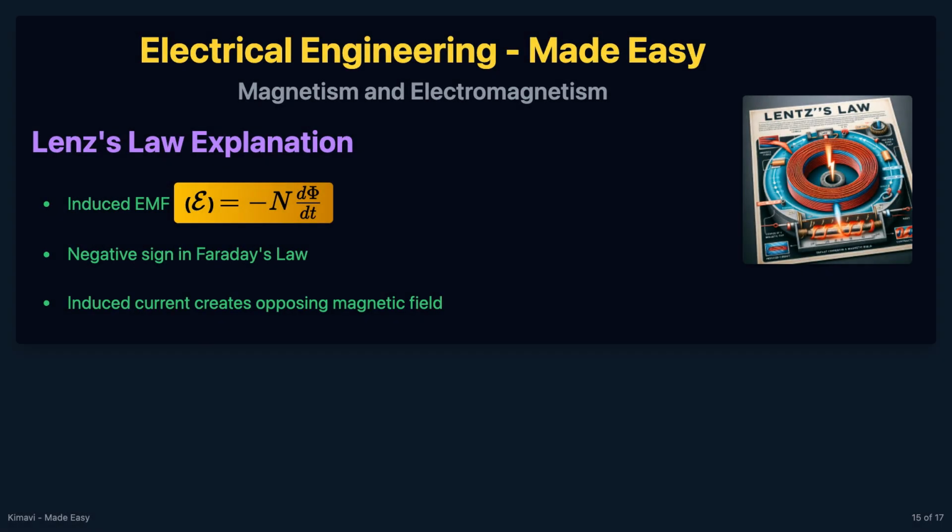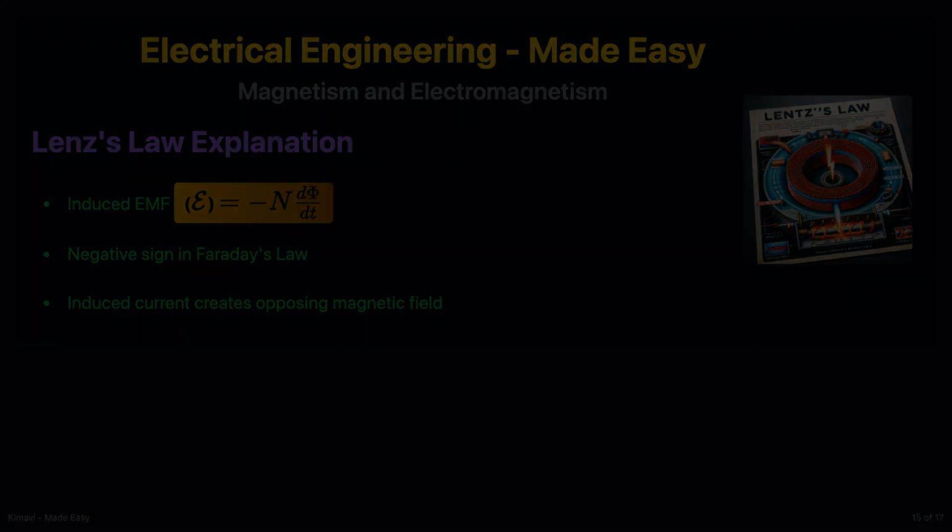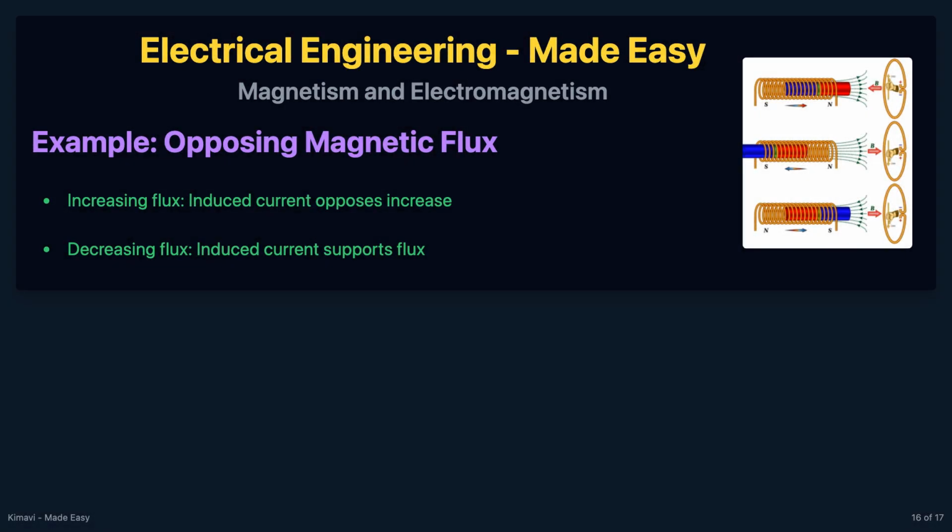Lenz's law can be understood by considering the negative sign in Faraday's law equation. The induced EMF generates a current that creates a magnetic field opposing the original change in flux. For example, if the magnetic flux through a coil is increasing, the induced current will flow in a direction that creates a magnetic field opposing the increase. Conversely, if the magnetic flux is decreasing, the induced current will flow in a direction that creates a magnetic field supporting the flux.